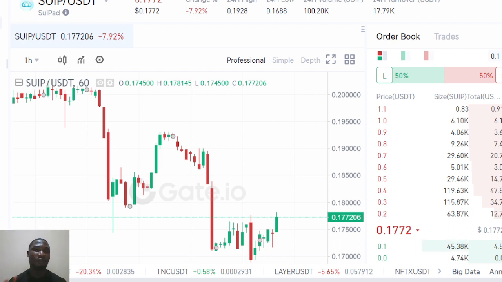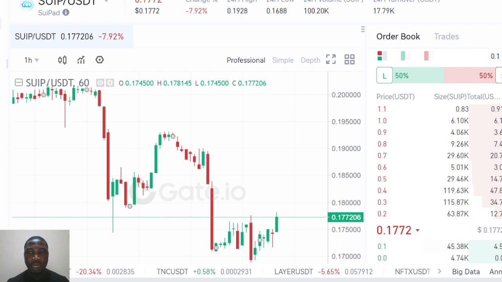So if you're looking at investing in this project with a long-term view, buying it now and keeping it for a particular period of time, maybe it comes down to around 0.16 or 0.15, and you say, okay, this is a good time to buy this project, and you actually buy it.